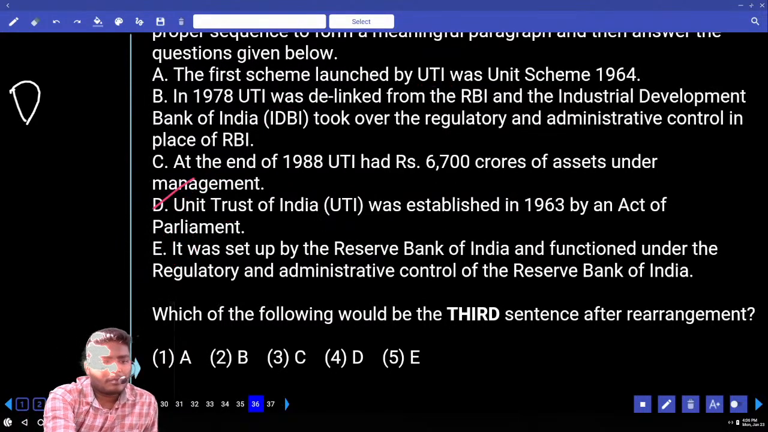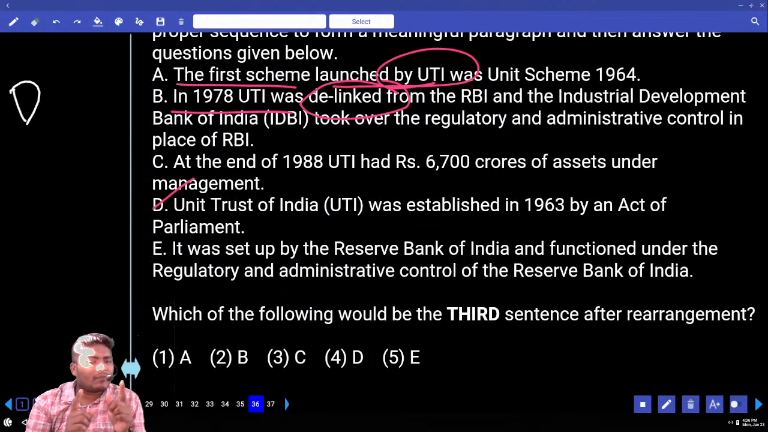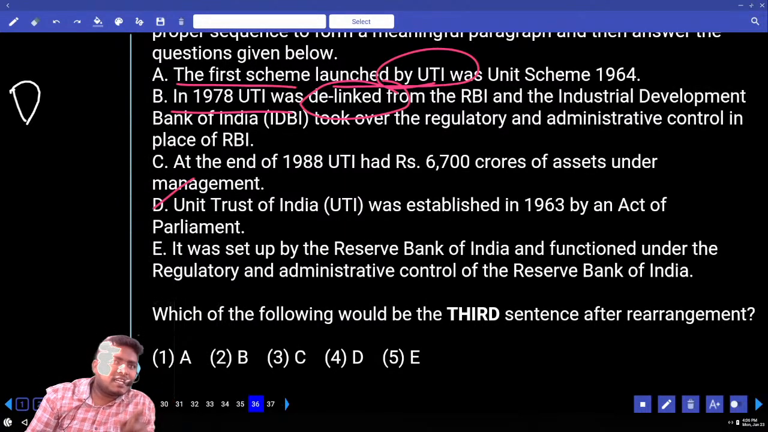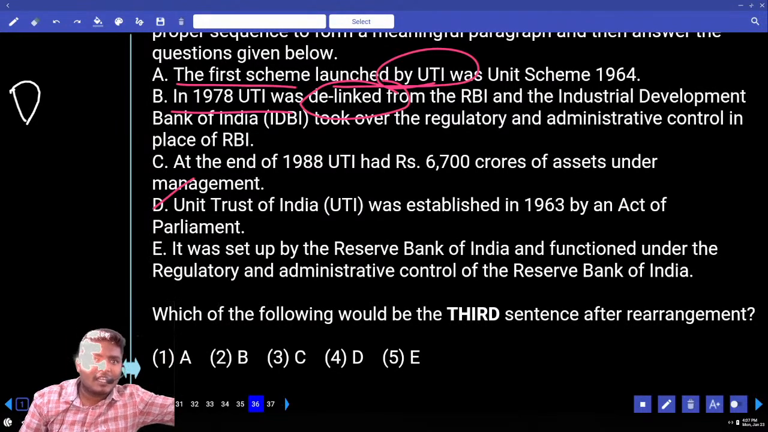Next, come to A. A is starting with the first scheme launched by UTI. B is starting with in 1978, UTI was de-linked from the RBI. You should be very careful with the verb that is given. What is the verb that is given? De-linked. What is the opposite of that? Link, de-link. When you already speak about linking something, then you can later speak about de-linking.